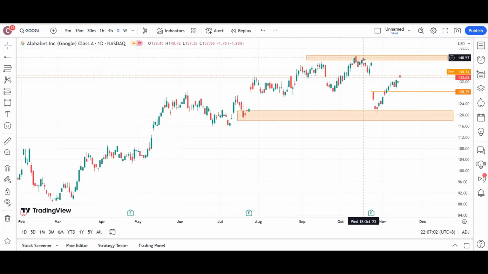Otherwise, here wouldn't have rejection. Where is this rejection coming from? I don't need to know where it comes from. I just need to know, for me, intraday, I'm just going to be aware of this area here. I'm just going to play here.